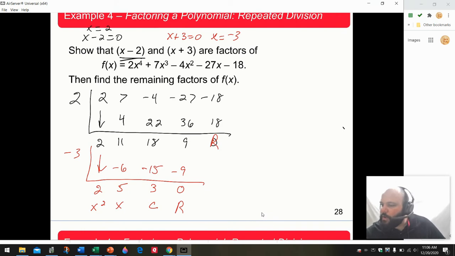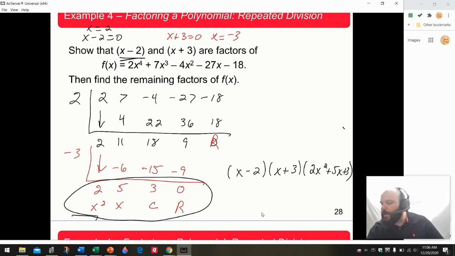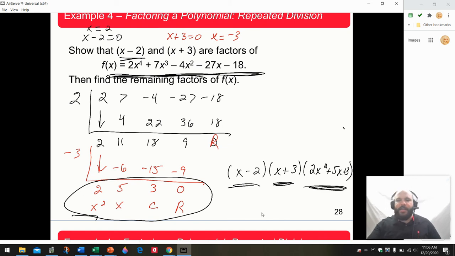So let's make sense of what we just got now. We have broken down 2 factors out of this. We took out x minus 2, the first one, and then we took out x plus 3. Now what we're left with is right here, okay? And we need to write that part down: 2x squared plus 5x plus 3. Okay, so now I have taken this big long polynomial that was a fourth degree and I've broken it down, and you can see there are two linear terms right there. And what I have left is a quadratic.